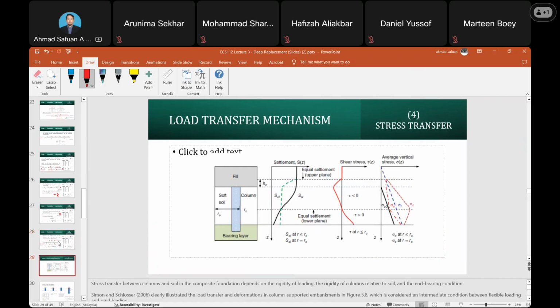So this is the stress transfer. What happened to the settlement on the column and settlement on the soil? Stress transfer between column and soil in the composite foundation depends on the rigidity of loading, the rigidity of the column relative to soil, and the end bearing conditions.